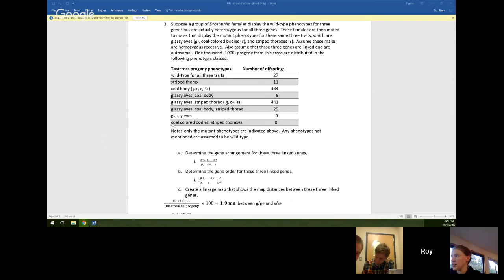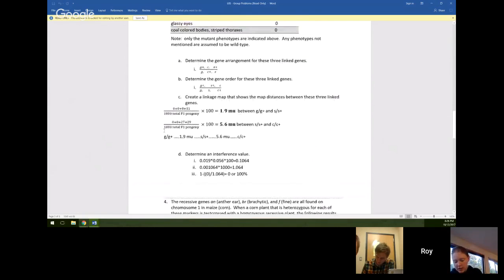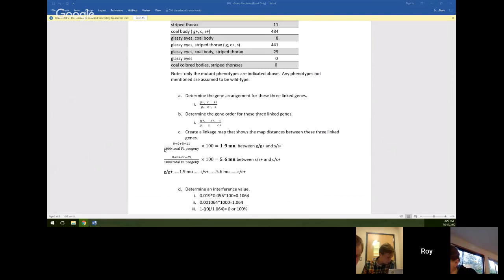And then determine the allele arrangement or the gene arrangement. It's the same thing as all the other ones. You take the ones with the 2 highest numbers, and you end up with G plus C and S plus, and G and C plus and S.